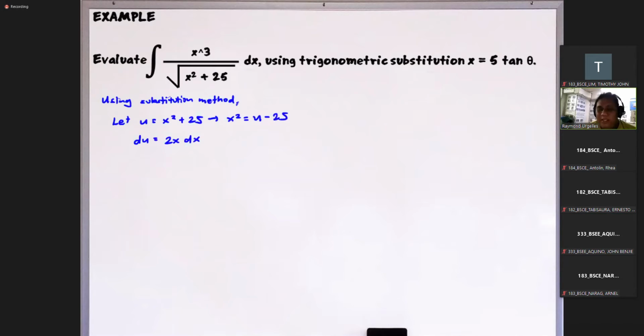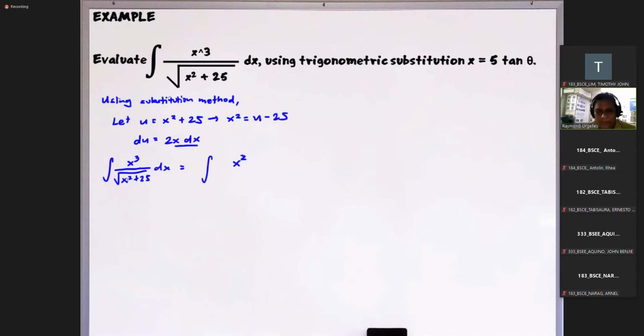At yung maganda dito, walang square root na ma-form sa numerator. Kaya simplified yung form ng equation natin. So if we use this substitution, yung integral ng x cubed divided by square root of x squared plus 25, again, kailangan natin ng 2x dx na term. Pag kinuha natin yung x dx dito, may matitirang x squared sa numerator.